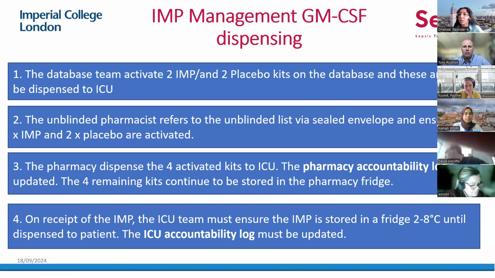The unblinded pharmacist will then be able to dispense those 4 activated kits and update the accountability log. And all the log templates are also available on our website. The 4 remaining kits can then be stored in the pharmacy fridge. And then once the ICU team receive the IMP, they will also need to store it in the fridge until randomization and update their ICU accountability log.